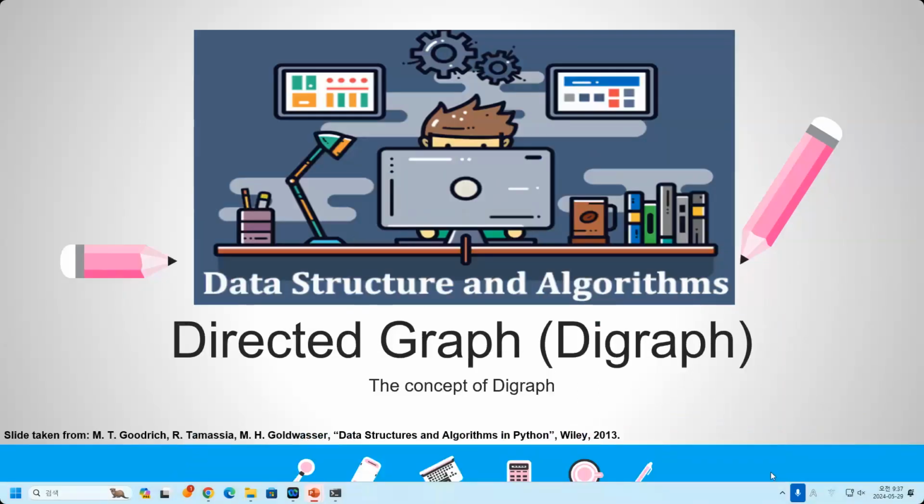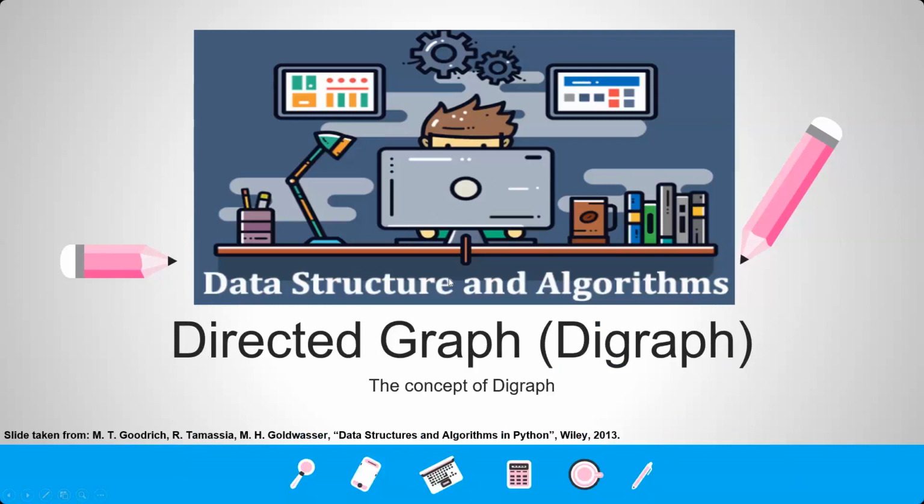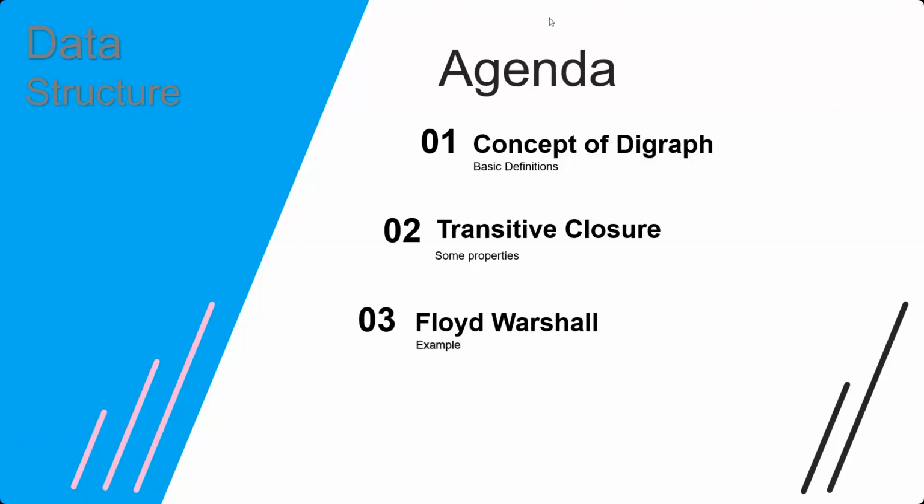So for the shortest path, we adopt the directed graph, or sometimes we call it digraph. In the digraph, there are some concepts that we can learn, and we are going to learn the concept of transitive closure. And there will be one algorithm that we will learn in this section, which is Floyd-Warshall.